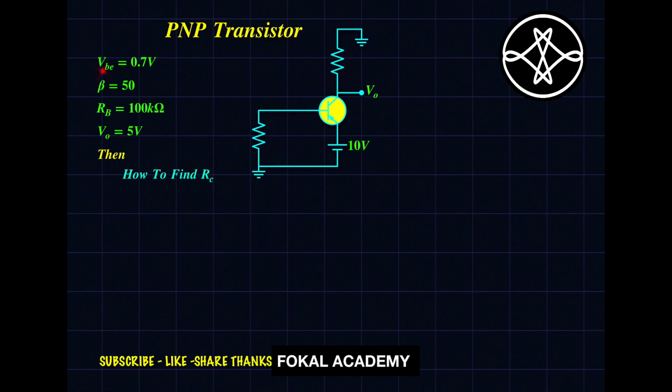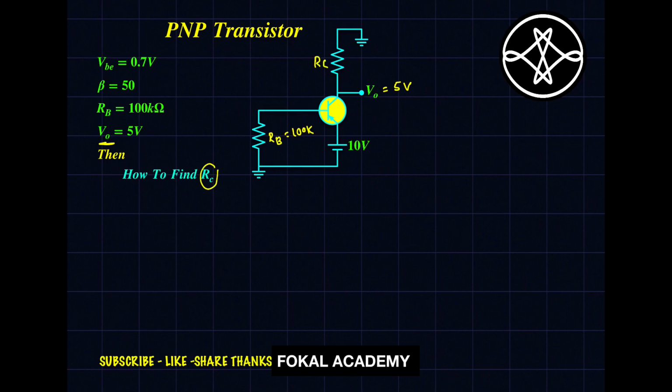So here VBE is given, that is the base to emitter voltage drop across this point. The voltage drop is given as 0.7 volts, and beta is some constant that is given as 50, and this is the base resistance, that is RB. So RB is given as 100 kilo ohms, and the output voltage is given, that is 5 volts. Now it is asking how to find RC.